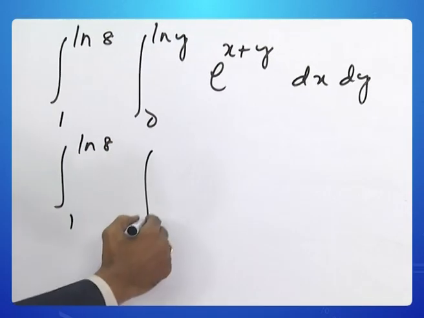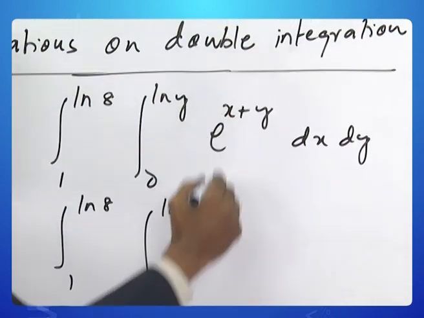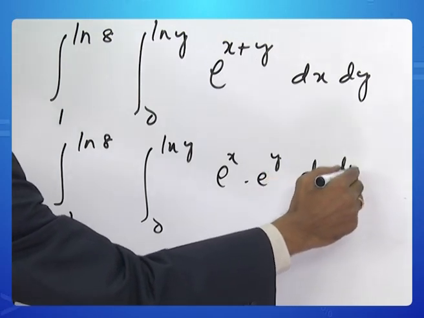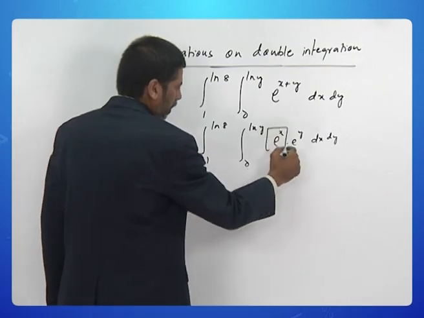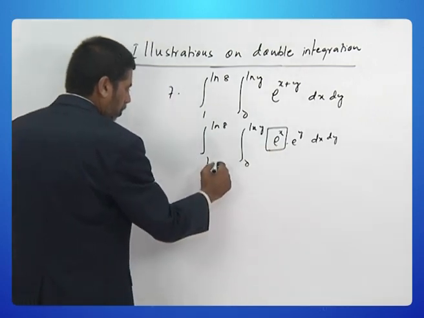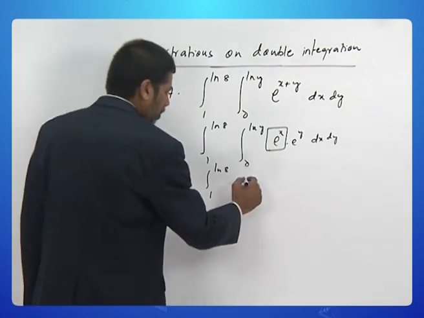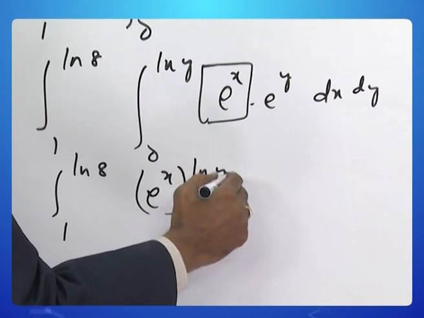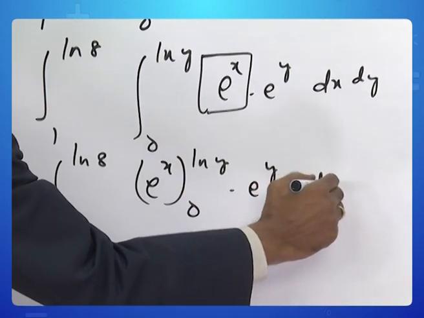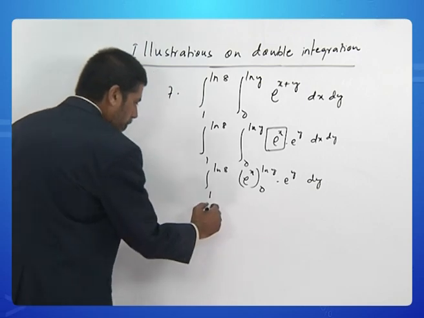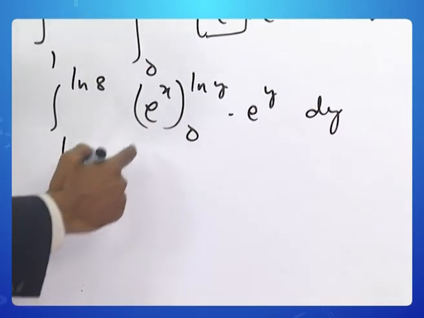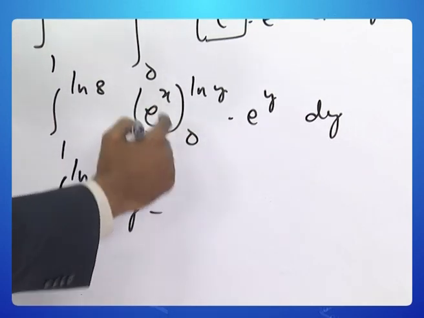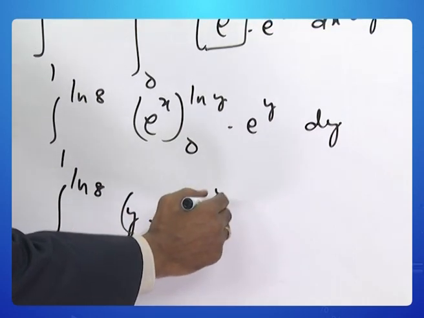So first what we do is we split this as e power x into e power y dx dy. First integration with respect to x. So we'll have 1 to log 8. Integration of e power x is e power x itself from 0 to log y into e power y dy. So when you apply limits, e power log y becomes y minus e power 0 becomes 1 into e power y dy.